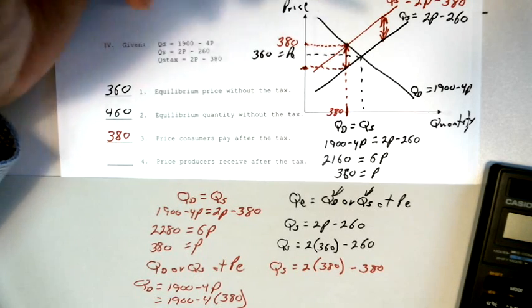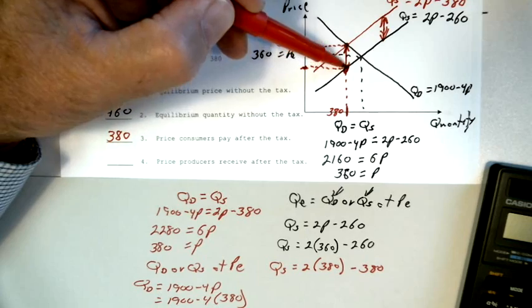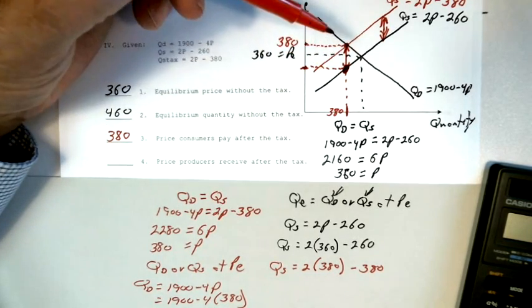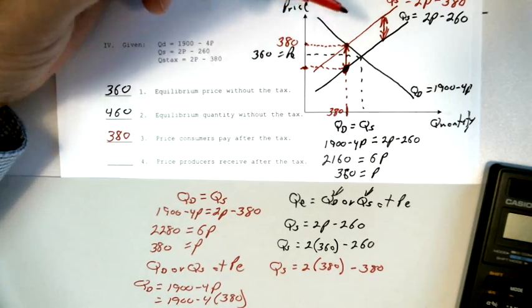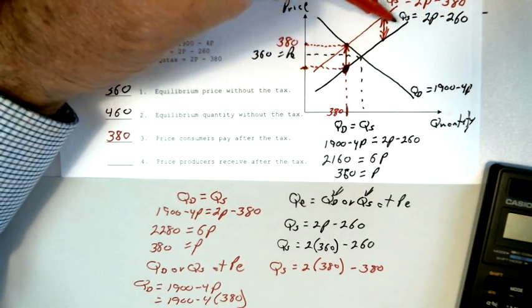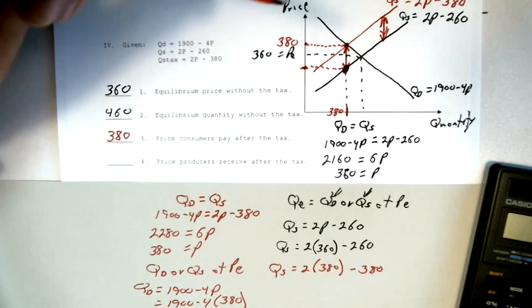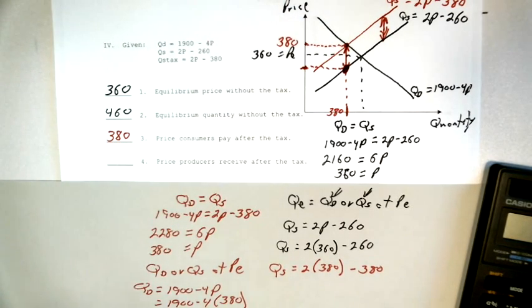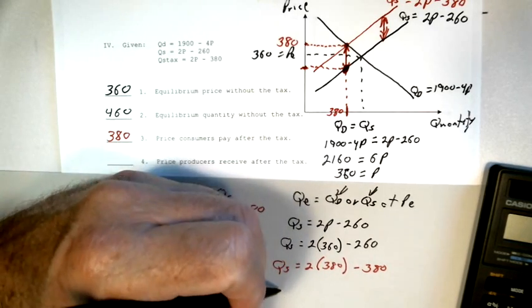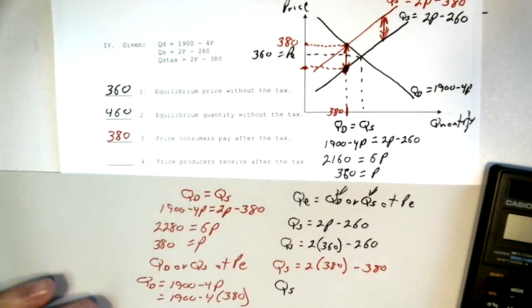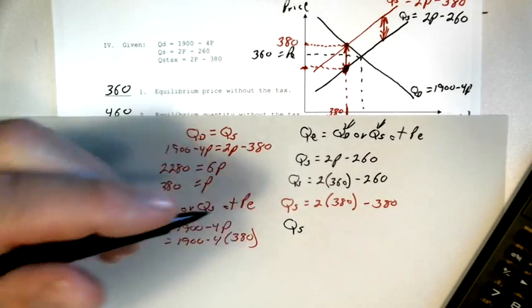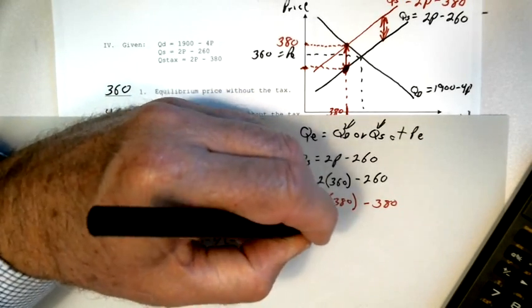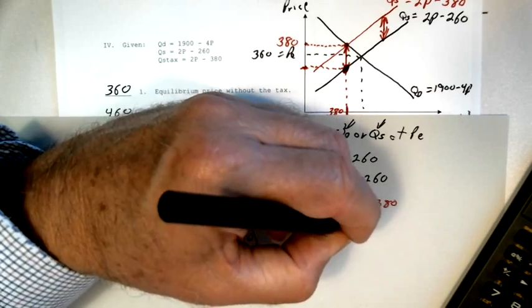Now it's difficult to find, but in my opinion the easiest way to find it is to realize we have this point. See this point right here on the original supply curve, and we have an equation that describes that point, this black supply equation here. So we can solve for P, and here's how. I'm going to go back to the black marker. So we take that supply equation, which was QS is equal to 2P minus 260.